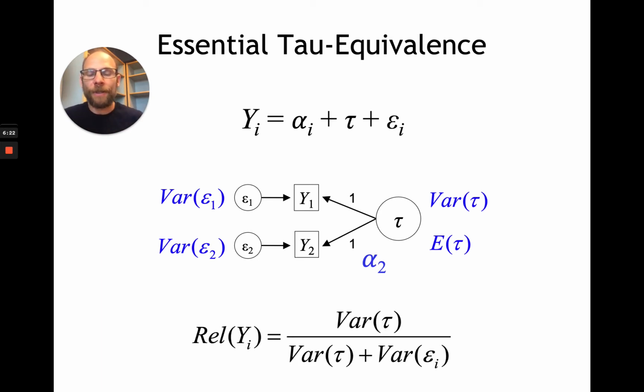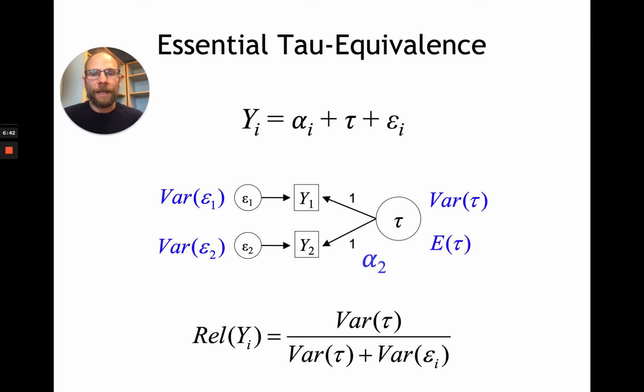We can still use this model to determine reliability in the same way as with the strict tau equivalence model. The additive constant does not change the equation for reliability, because reliability is purely based on variance components, and the additive constant is irrelevant for those variances.